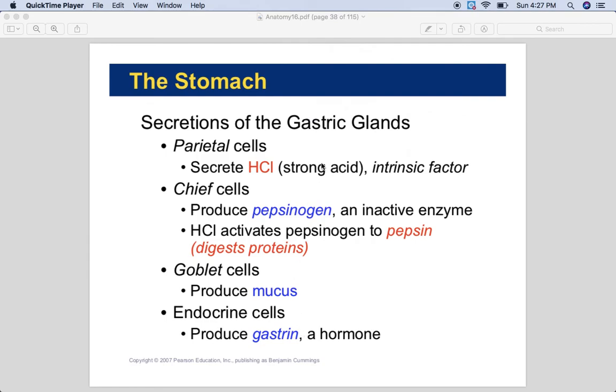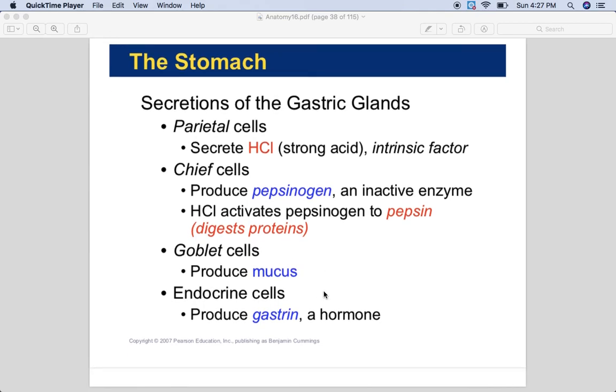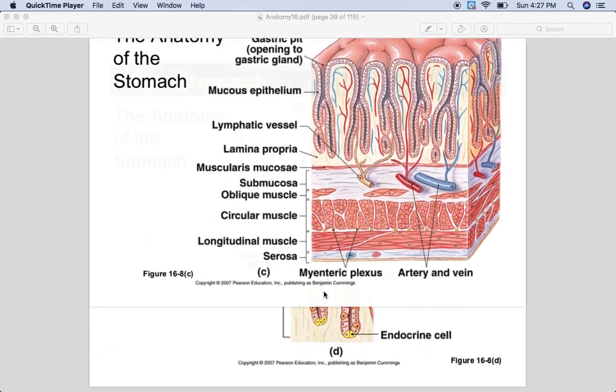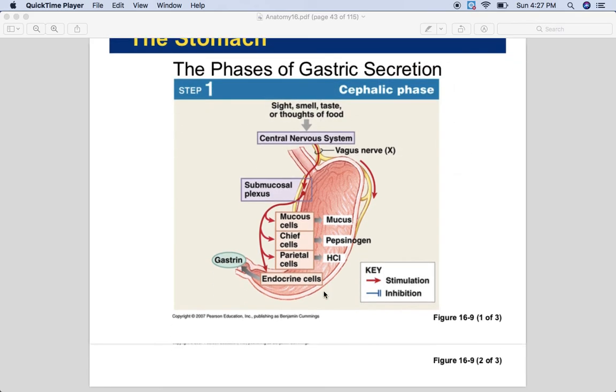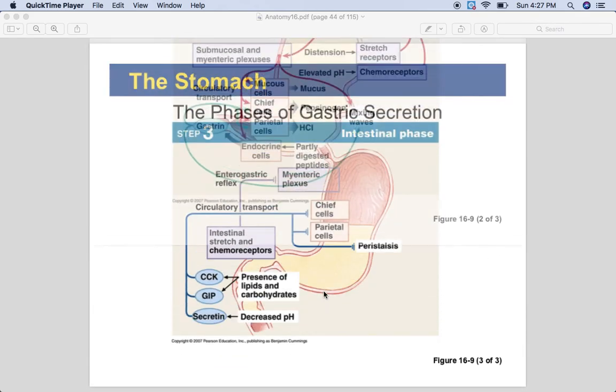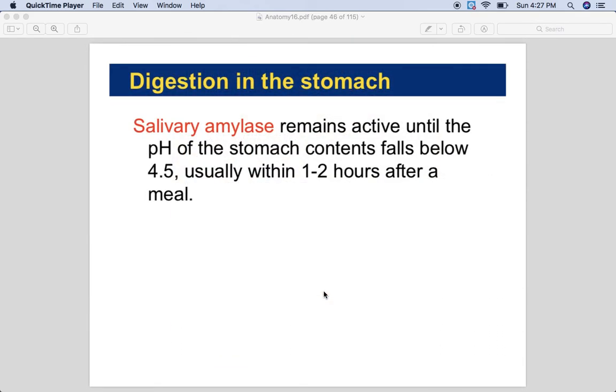So what all gets secreted into the stomach? Hydrochloric acid, pepsinogen, which gets converted into pepsin, which starts to digest proteins. So in your mouth, carbohydrates start getting digested, but proteins don't start getting digested until you get into the stomach. Lots of mucus gets secreted, and then there's a hormone called gastrin that also gets secreted in there. A lot of this we won't really need to worry about today.